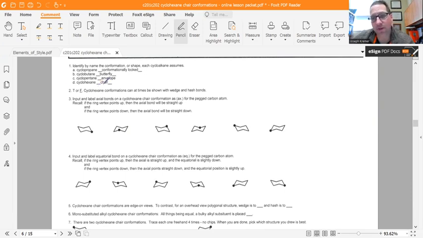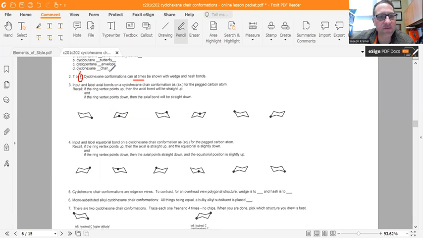Cyclohexanes, what shape are they? Chair conformations. True or false? It's underlined false. Oh, it tries to trick you at times. Oh, no, no, no. Never will cyclohexane be shown with wedges or hashes.